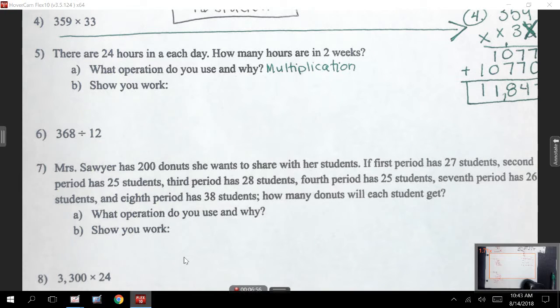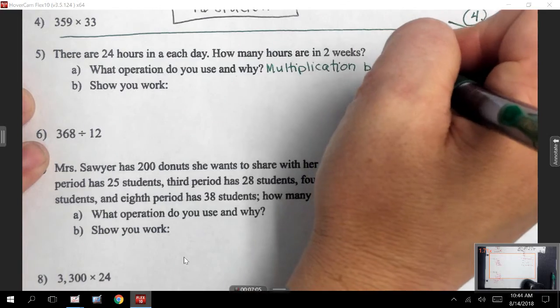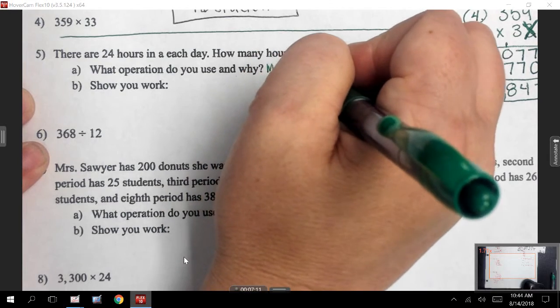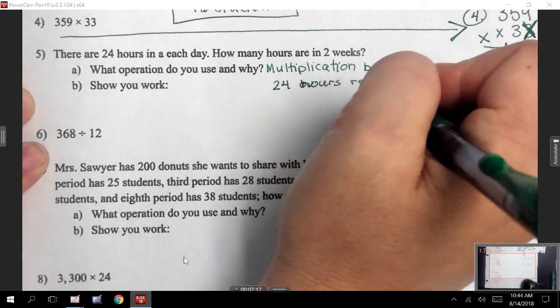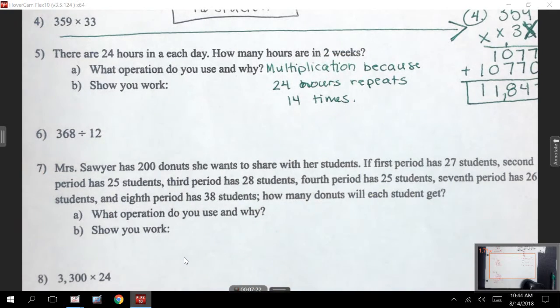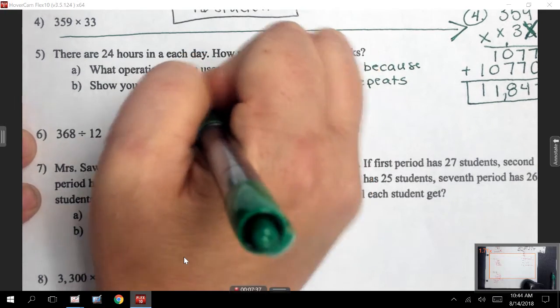If you said 24 hours happens multiple times, that would be fine, but we want to make sure we emphasize 14. So we're going to say multiplication because 24 hours repeats 14 times. All right, and I like that times is also an indication, because what does times sound like to us? Multiplication. So it's repeating and then how many times, that's that multiplication reason. All right, let's show our work real quick. So we have 24 times 14.